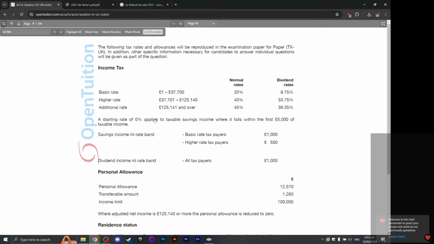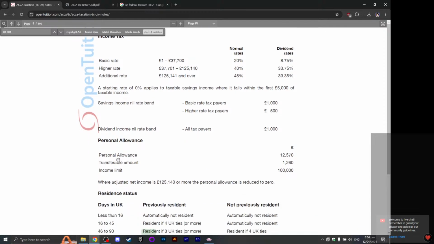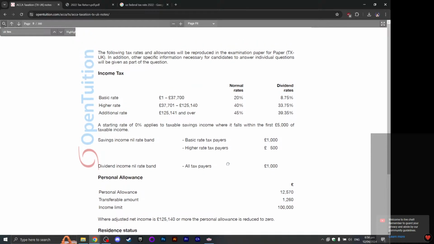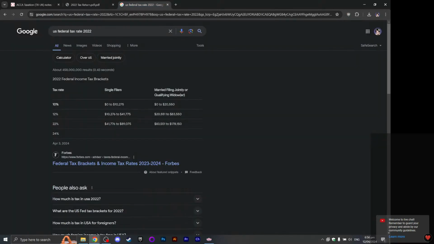Okay, so in the UK, see, look. Starting rate of 0% applies to taxable savings income that falls within the first taxable income. Okay. So that's the basic rate. It's 20%. Damn. Okay, it's higher in the UK. But then you have a personal allowance of 12,000. So then your taxable income would be reduced by 12,000 like that.